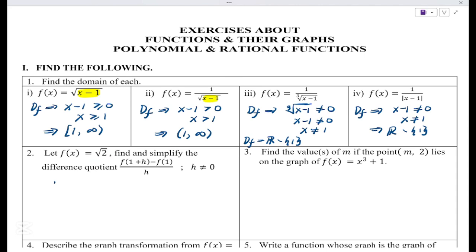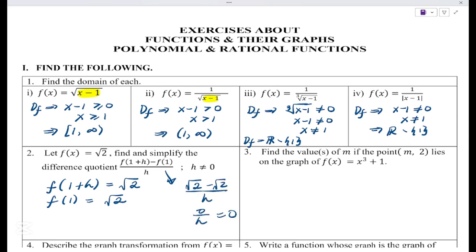So it means to say, if we find f of 1 plus h, that is still equal to square root of 2. Because for any value of x that you put, even if you put 1 plus h in x here, the answer is always square root of 2. And then, if we find f of 1, the answer is also square root of 2. So if we find the difference quotient, this is square root of 2 minus the square root of 2 divided by h, which is 0 over h, which is equal to 0. So the answer here is 0.